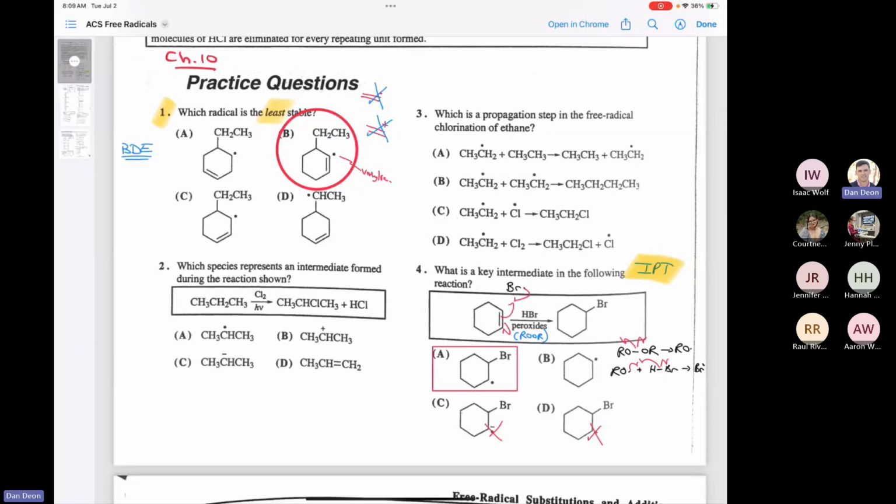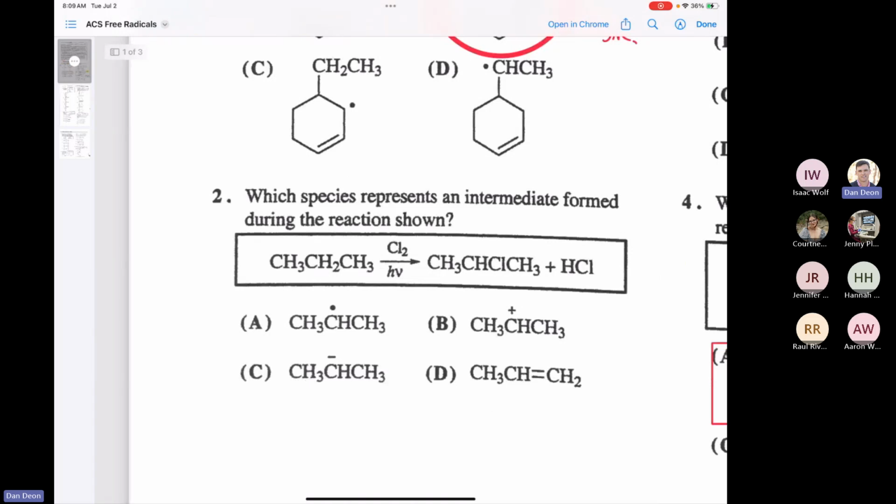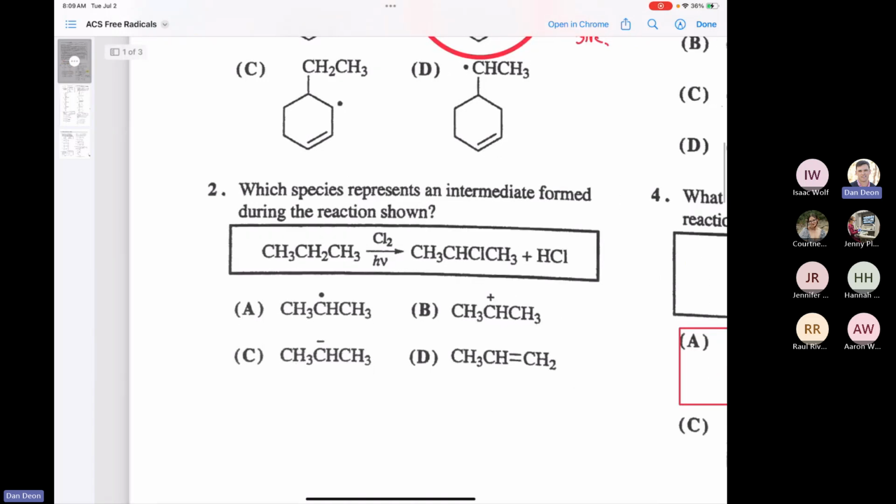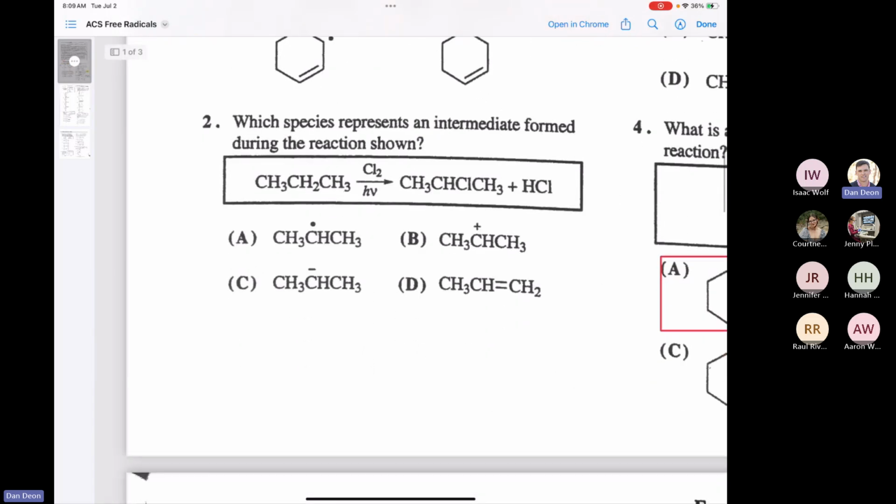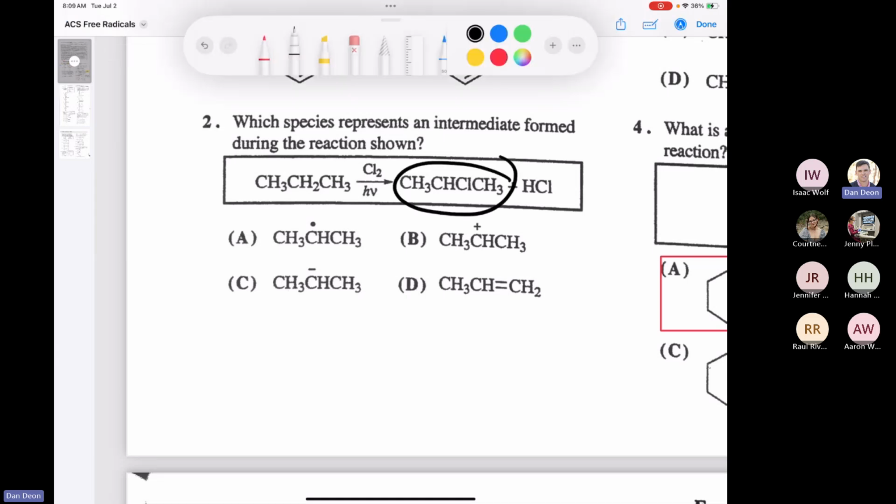Let's see here. I didn't ask you to cover number 2, but let's take a look at it. Here we're doing chlorination of propane, and we're ending up with 2-chloropropane, and then we also end up with some HCl along the way. Which species represents an intermediate that's formed during the reaction?